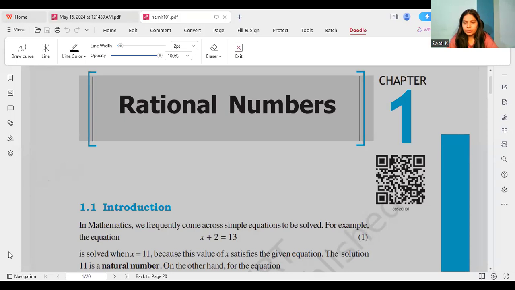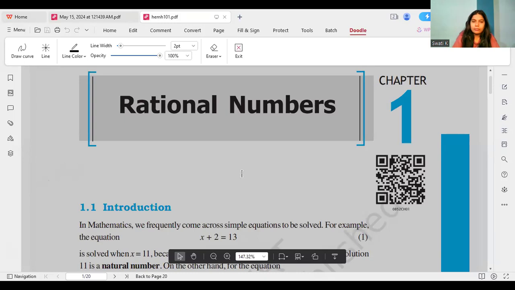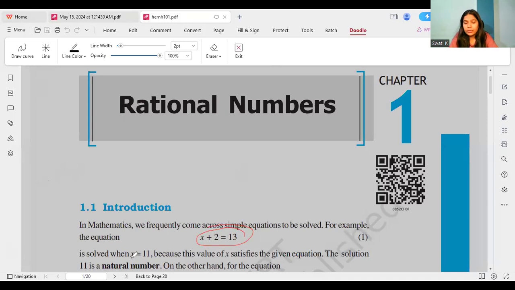In the introduction part we have: in mathematics, we frequently come across simple equations to be solved. For example, this equation, as you can see here, which is x plus 2 equals 13, right? In this x plus 2 equals 13, first of all, why is this called an equation? Because of course, you can see that you are having an equal sign. You are having one expression on the left-hand side, one on the right-hand side, separated by equal. So that is why it is called an equation, a very straightforward explanation.